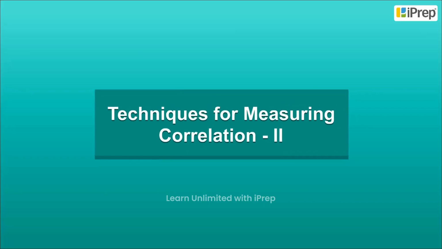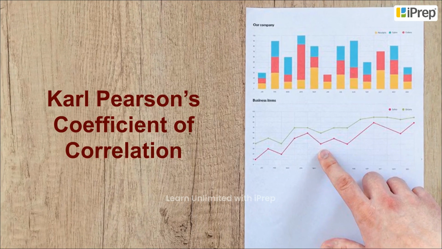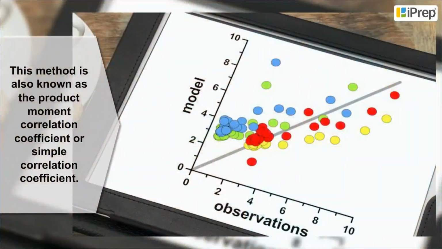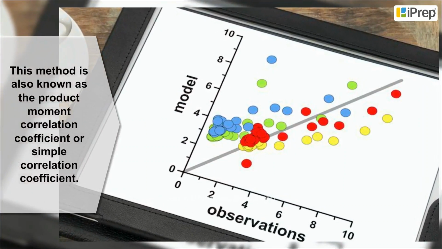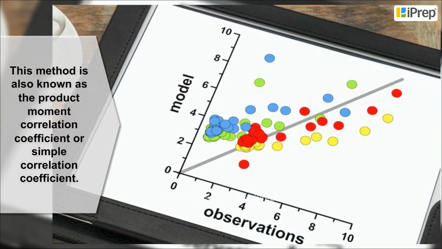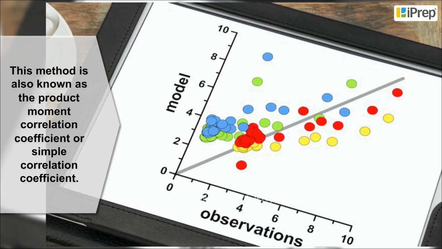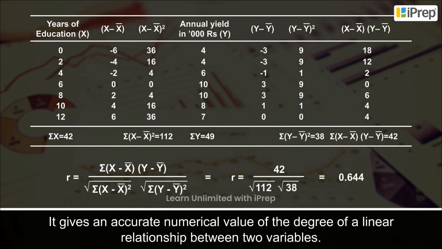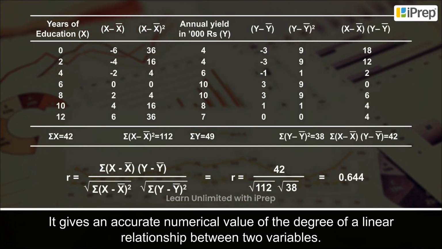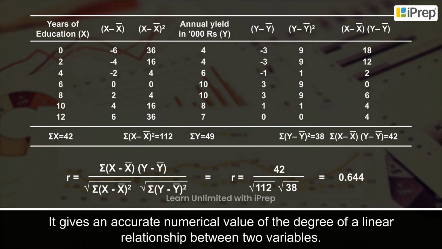Techniques for measuring correlation 2. Karl Pearson's coefficient of correlation. This method is also known as the product moment correlation coefficient or simple correlation coefficient. It gives an accurate numerical value of the degree of a linear relationship between two variables.